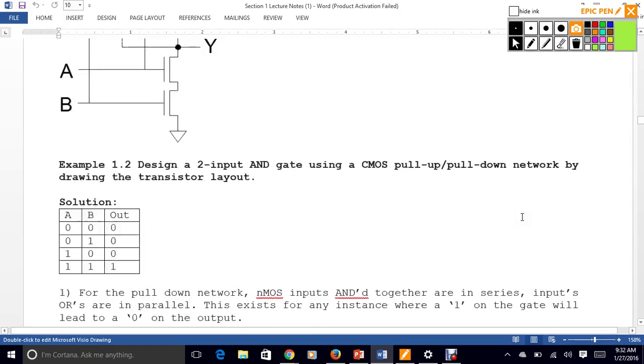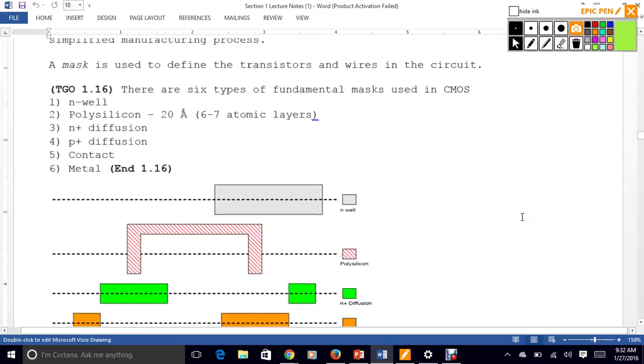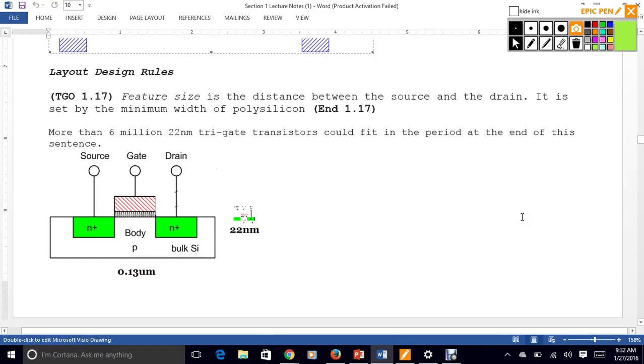Okay, so that's 1.4, which we already did, 1.16. And so feature size, 1.17, this is very important. Feature size is the distance between the source and the drain. It is set by the minimum width of the polysilicon. So when I say you'll be designing circuits in 0.18 micron, that means the width of this polysilicon here, from here to here, between the gate and the drain, is 180 times 10 to the negative 9 meters of polysilicon. So when you have 22 nanometers, that's 22 times 10 to the negative 9 meters there.